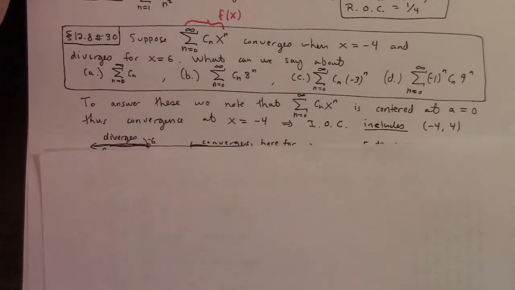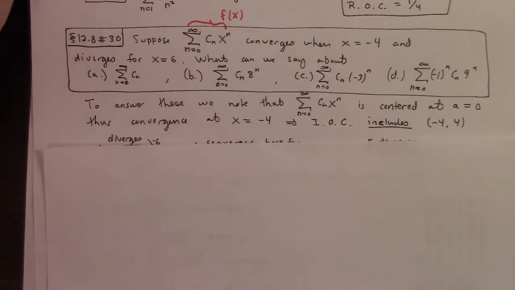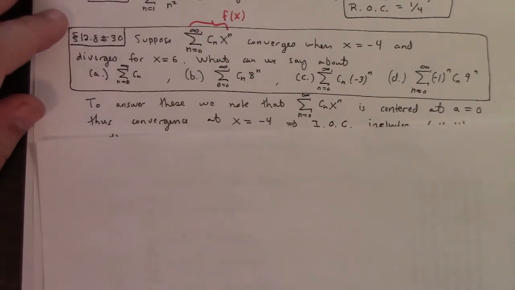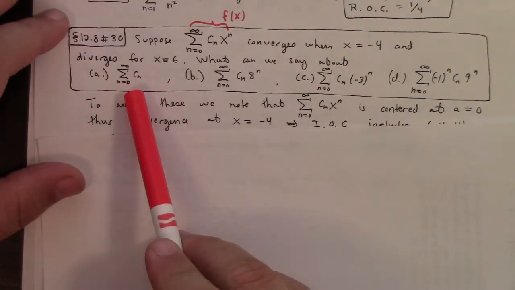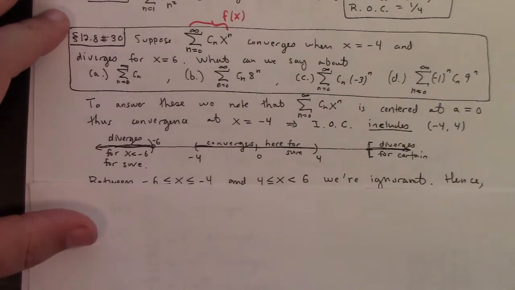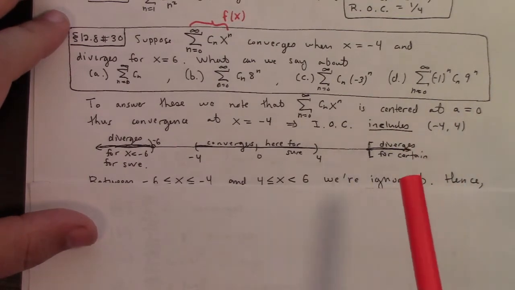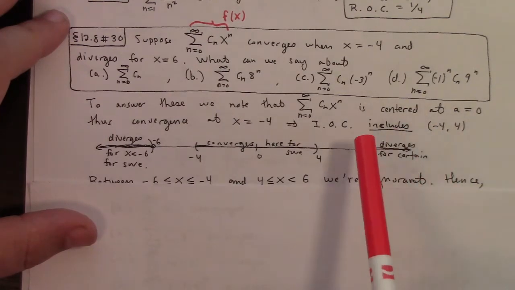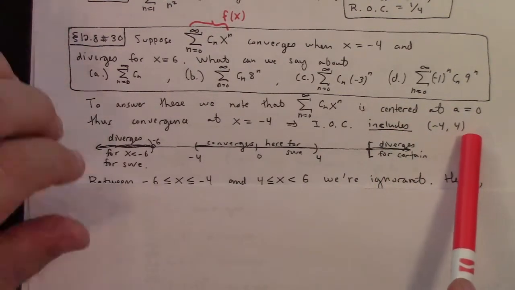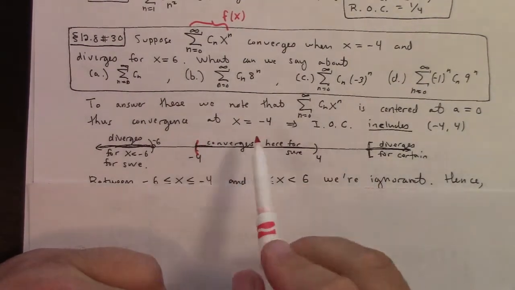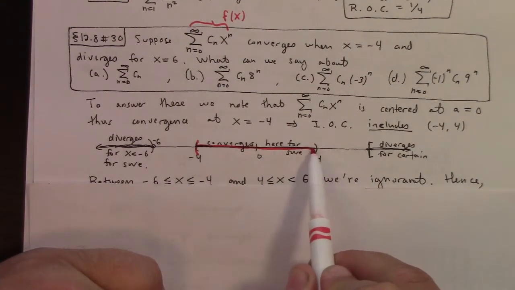Let's see here. All right, so again, if I call this f of x, this is f of 1, f of 8, f of -3, and f of 9. To answer these, we note that the given series is centered at 0. So convergence at x equals -4 means that it must be that -4 to 4 is included in the interval of convergence, right? This is certain. The convergence is certain in here.